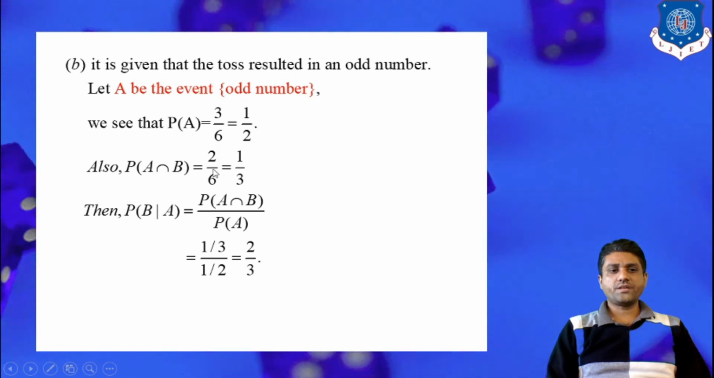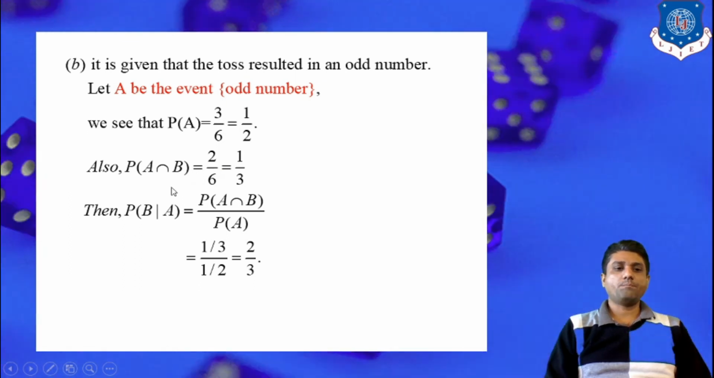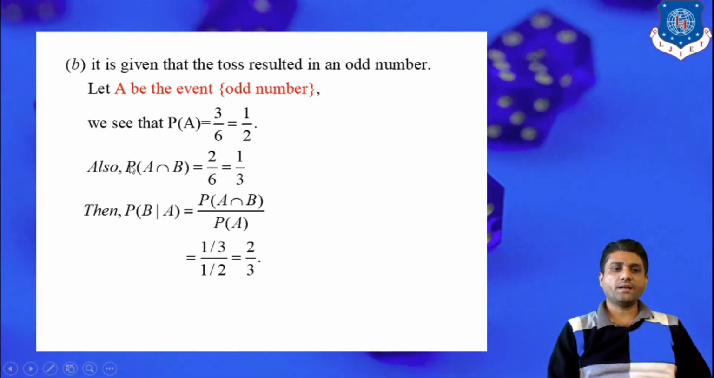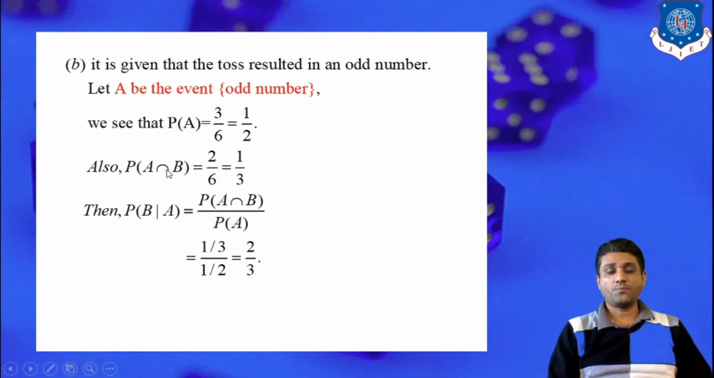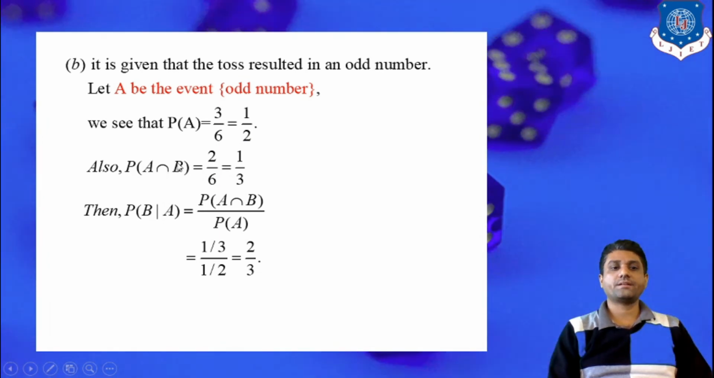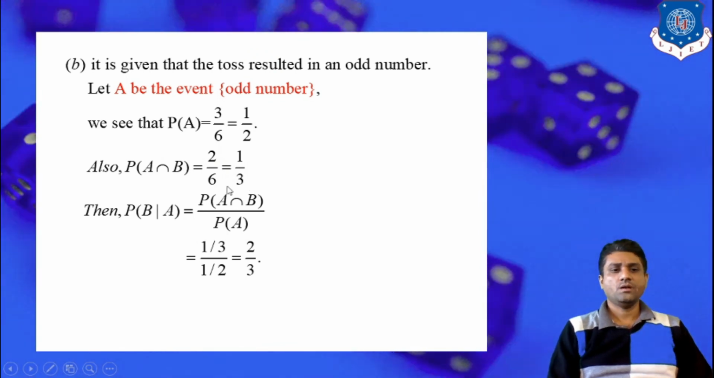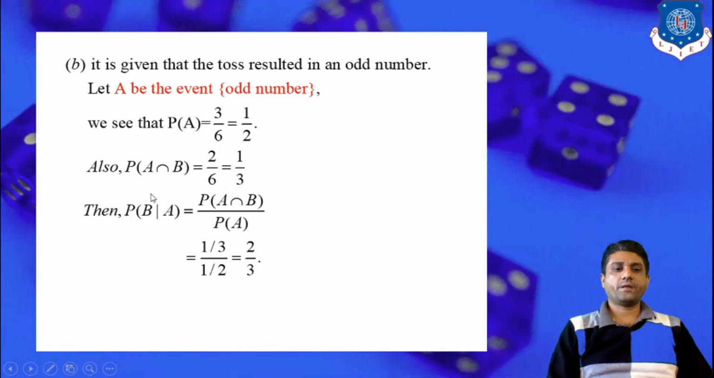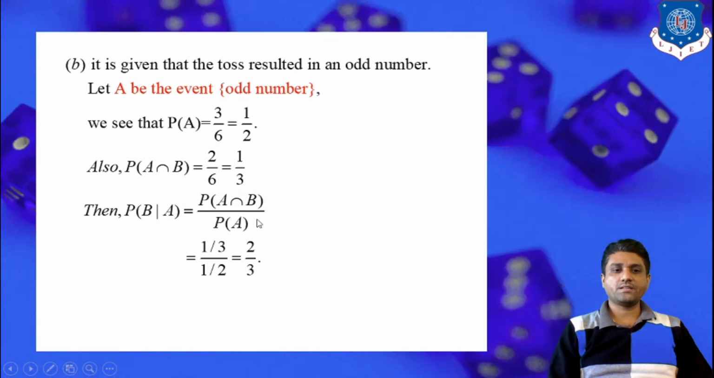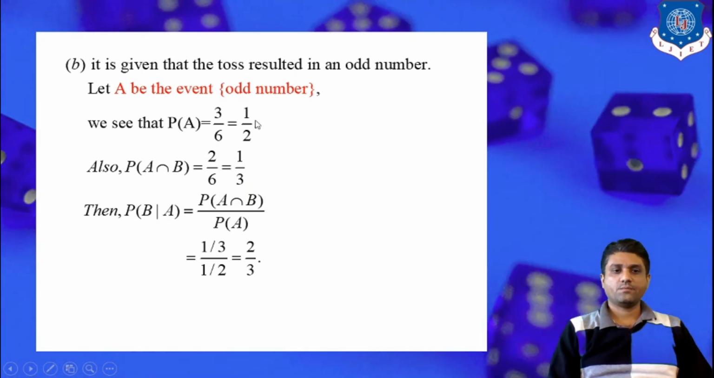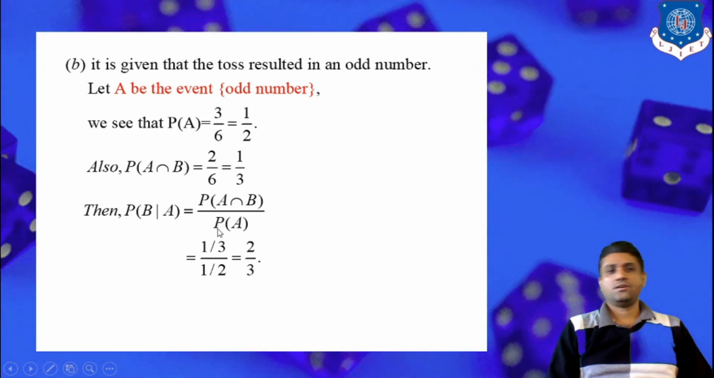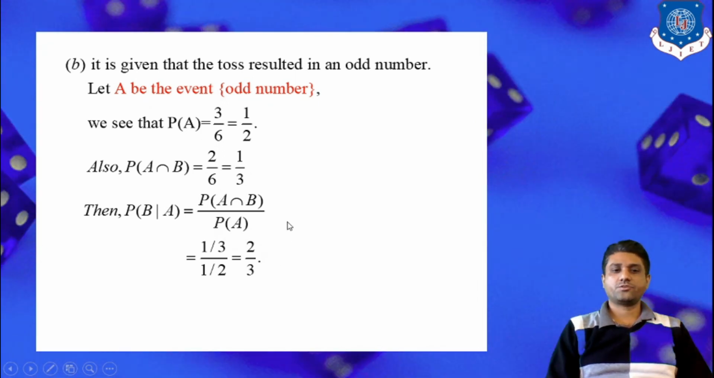We are interested in finding the probability of B given A. First, let's see the probability of A intersection B. That is definitely 2 divided by 6, and simplification leads to 1 by 3. Now just use the basic definition of conditional probability. The probability of A intersection B is 1 by 3, the probability of A is half, so simple simplification leads to 2 by 3.